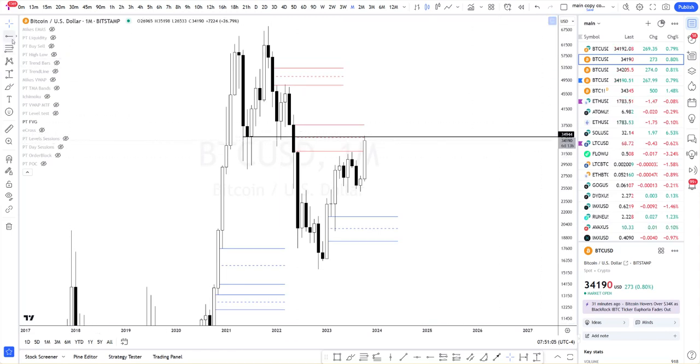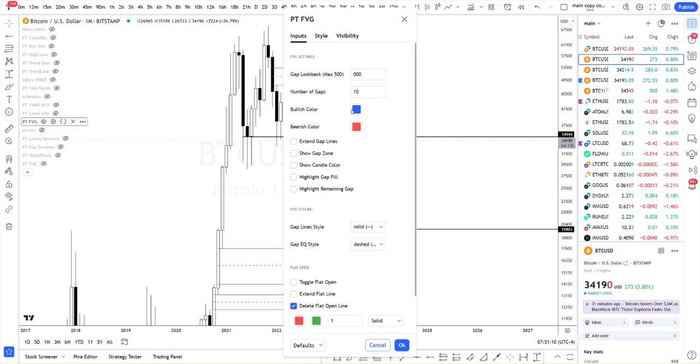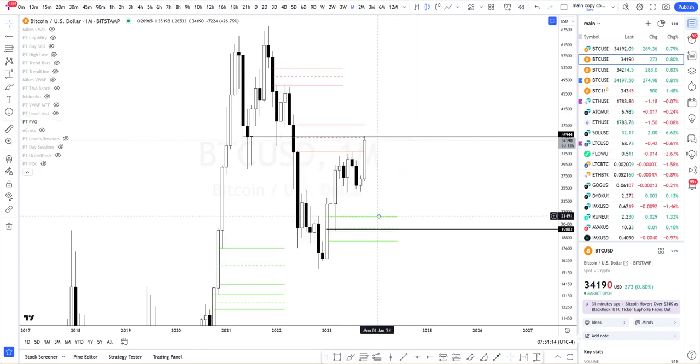Just be careful. Identify the bottom one, right? Again, don't forget, blue is bullish. So I'm going to turn this into green so you guys can see it. Red is bear, green is bull. Make it a little darker.